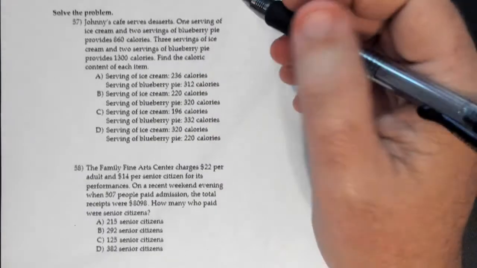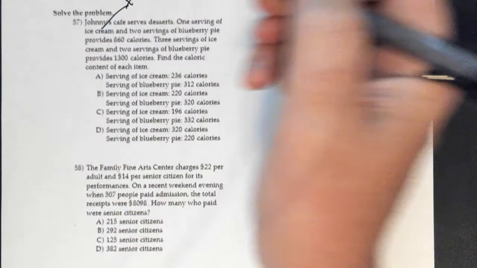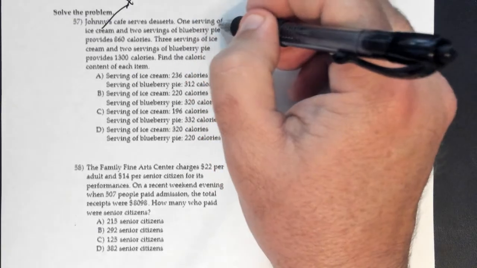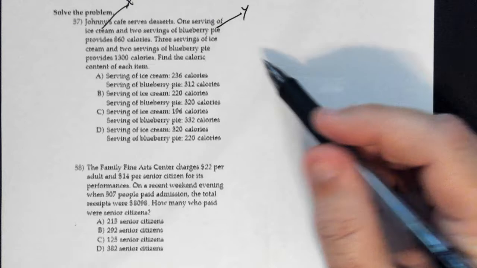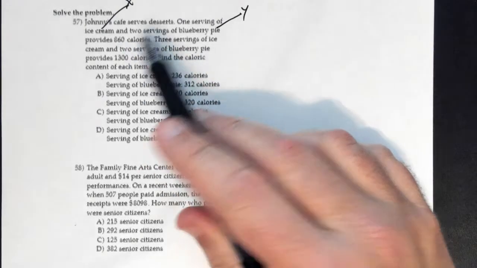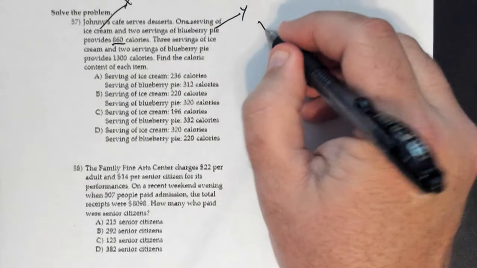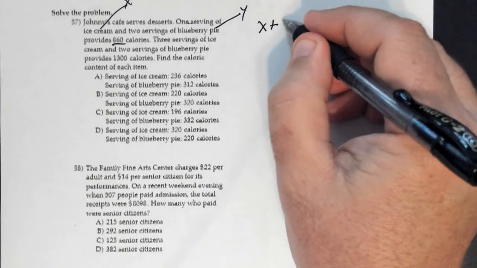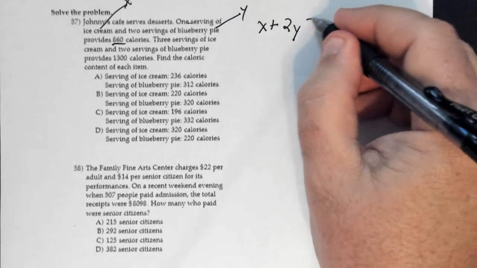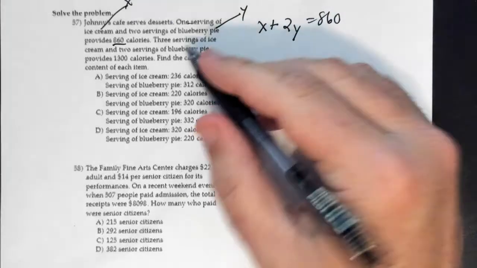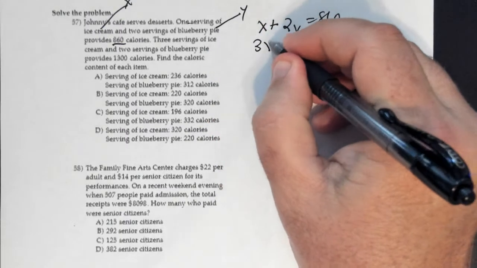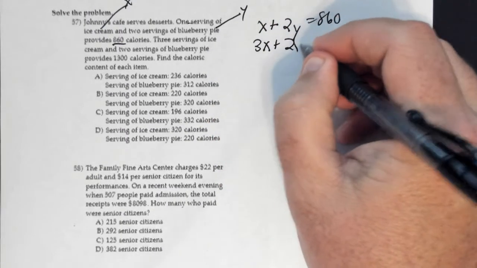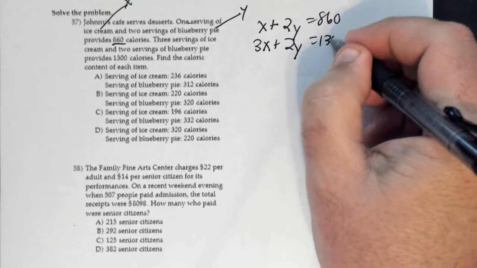So we have two different things. We have ice cream, and we're going to say ice cream is X, and we're going to say pie is Y. Okay? So we know each calories. So, 1 serving of ice cream plus 2 servings of pie is equal to 860, and then do the same thing with the other combination. 3 servings of ice cream plus 2 servings of pie is equal to 1300.